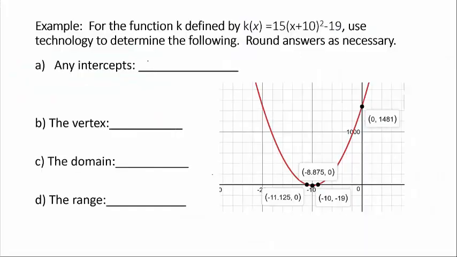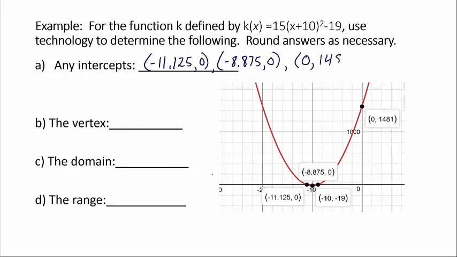All right, so the intercepts are negative 11.125 and negative 8.875, right? Those are the x-intercepts. And then the y-intercept is 1,481, right? And then the vertex is also given, that minimum point down there, which is negative 10, negative 19.